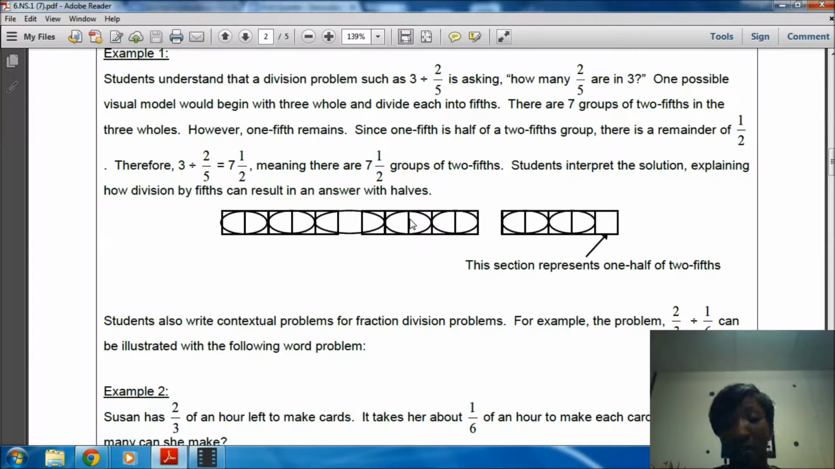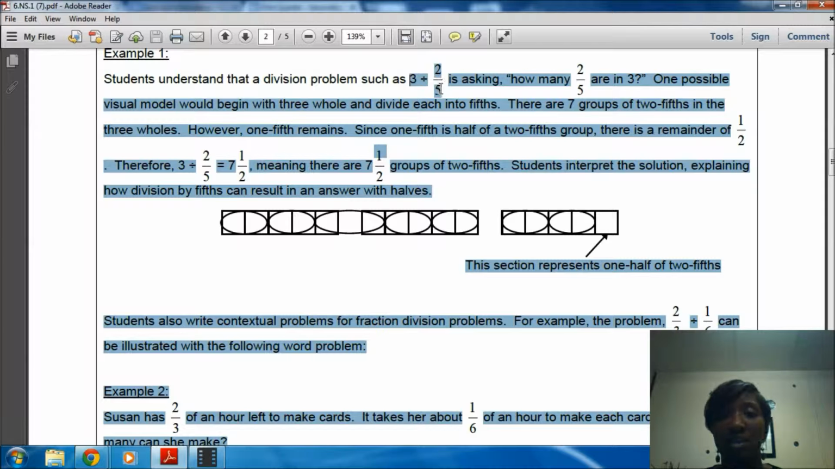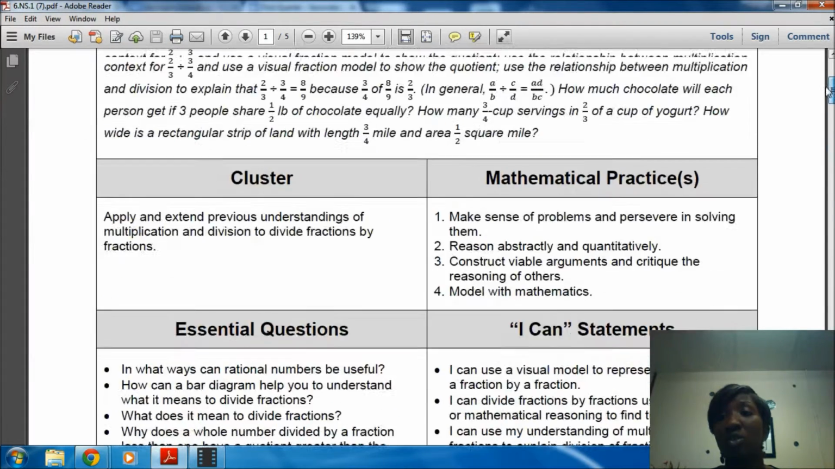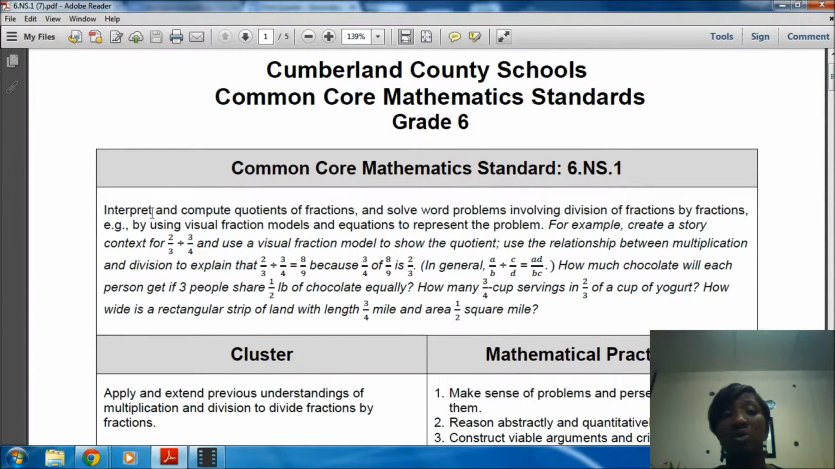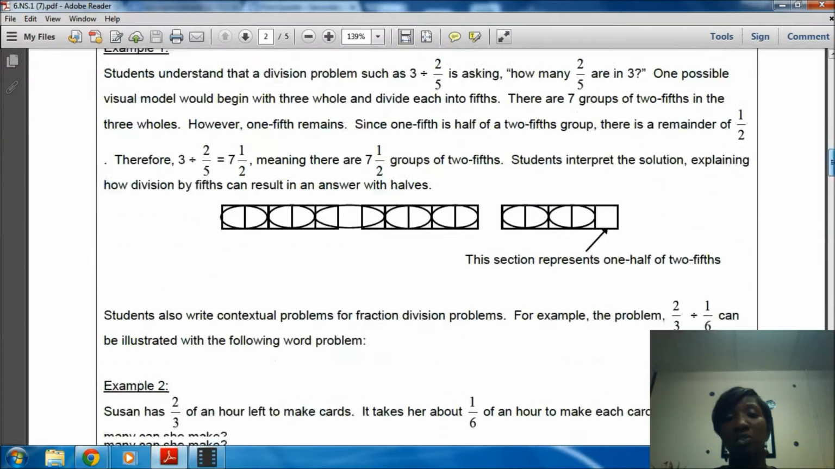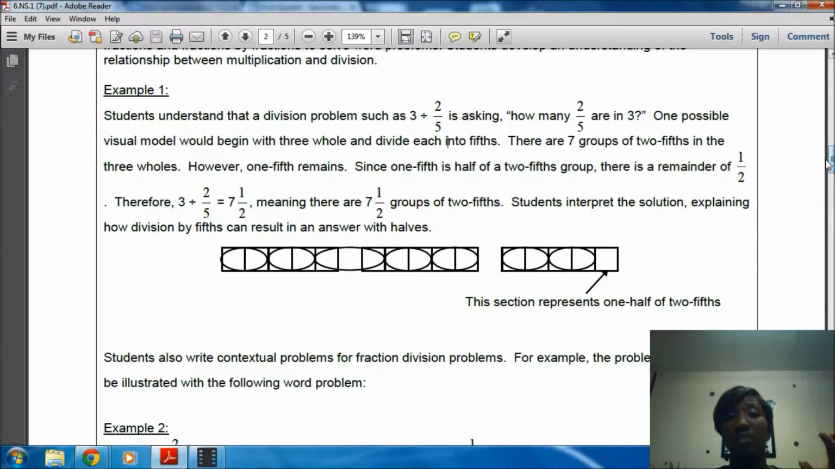And again, I have to say this because I've seen this before. Giving a worksheet that just has 3 divided by 2/5 is not addressing the standard to the depth that it should be. Again, this says interpret and compute quotients, solve word problems involving division, use visual fraction models. So thinking that the standard is being addressed by just giving them a division problem is not it.